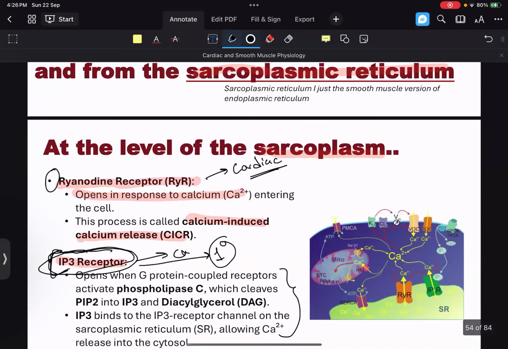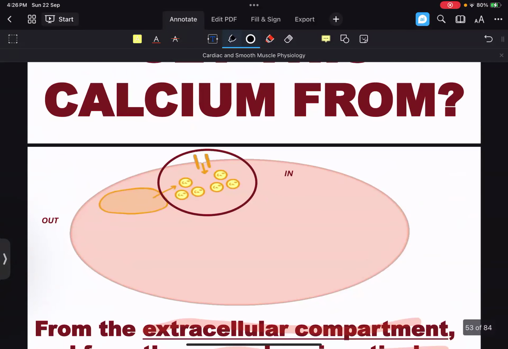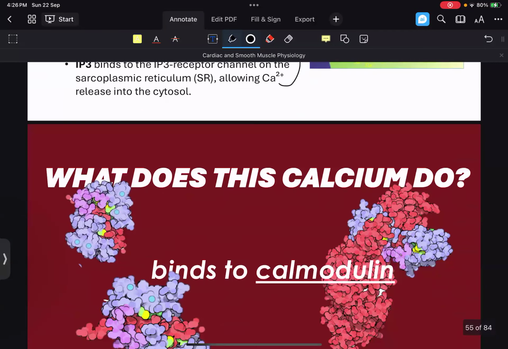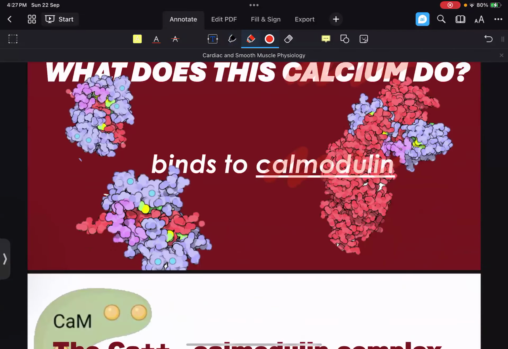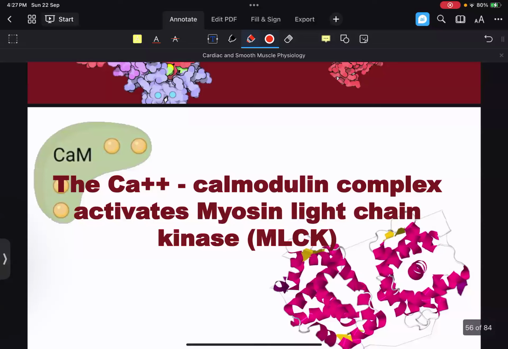So now we've achieved the same thing. Okay, we got through those two receptors, we got calcium outside of the sarcoplasmic reticulum. Now we have calcium in the cytosol. What is going to happen from there? This calcium is going to bind to a protein called calmodulin. Once again, this calmodulin protein is only in the smooth muscle. So this is a completely different pathway only in smooth muscle cells. This does not happen in cardiac muscles, okay? Calcium will come and bind to calmodulin. What is this calcium calmodulin complex going to do?